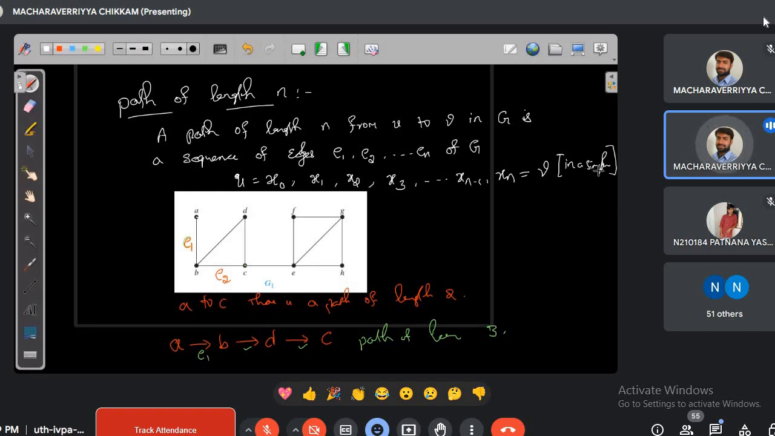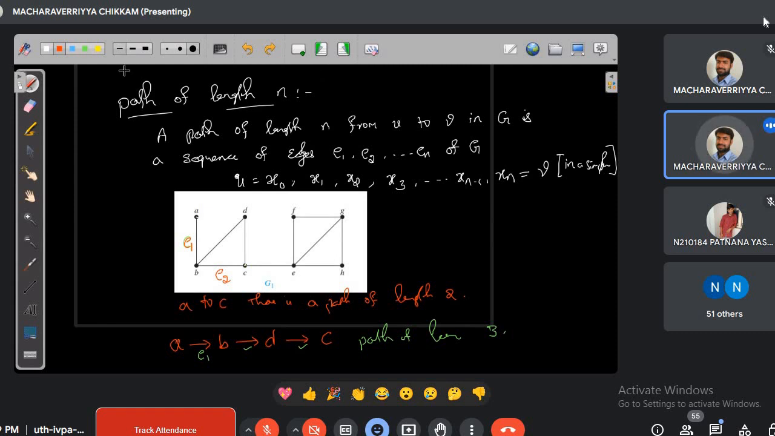This is only in a simple graph, because if it is a multigraph, denoting with vertices is not good. If there are more than two edges between two vertices, then we need to decide along which edge we need to travel. For example, from C to E, if there is one more edge like this, we need to decide whether to travel on the bottom edge or the top edge.